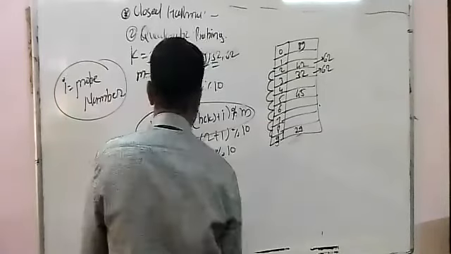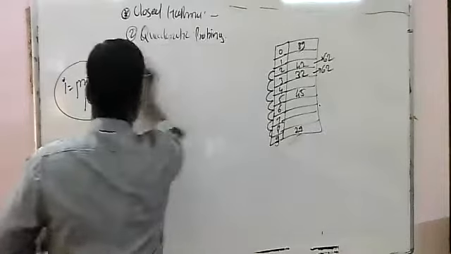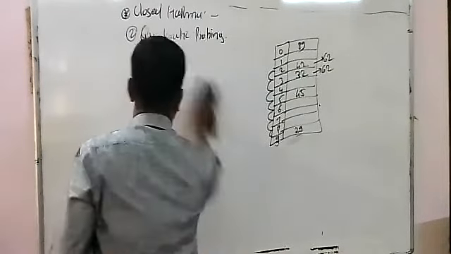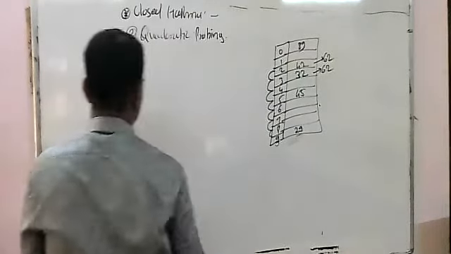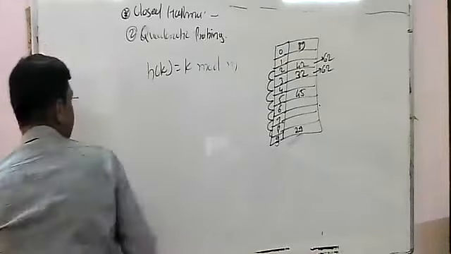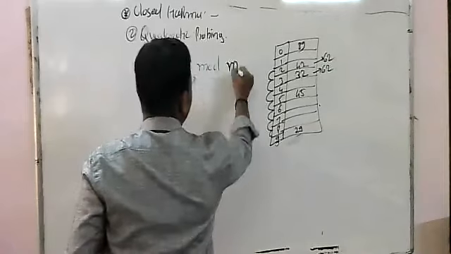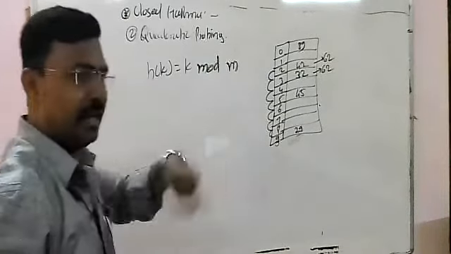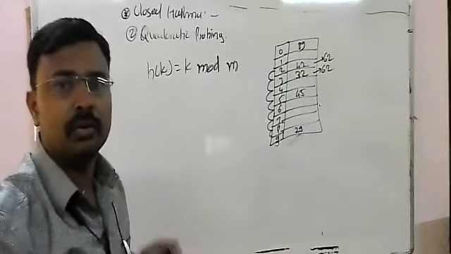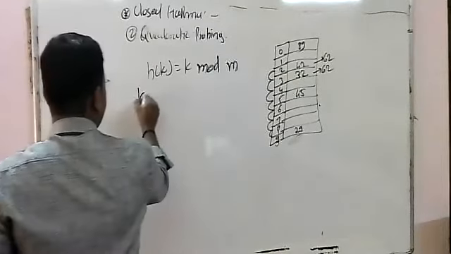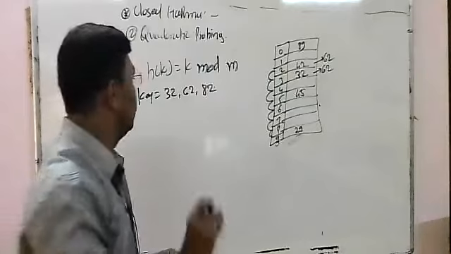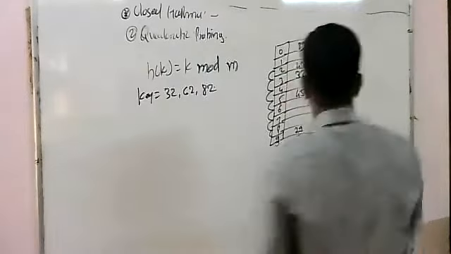see what function we are going to use here. First, we calculate same as it is: h of k is equal to k mod m. This is our first function. Now, if you are getting the same index value for two numbers, then what do you have to do? See, for example, if k is equal to 32, 62, 82. Suppose these are the three numbers that you want to store into this.